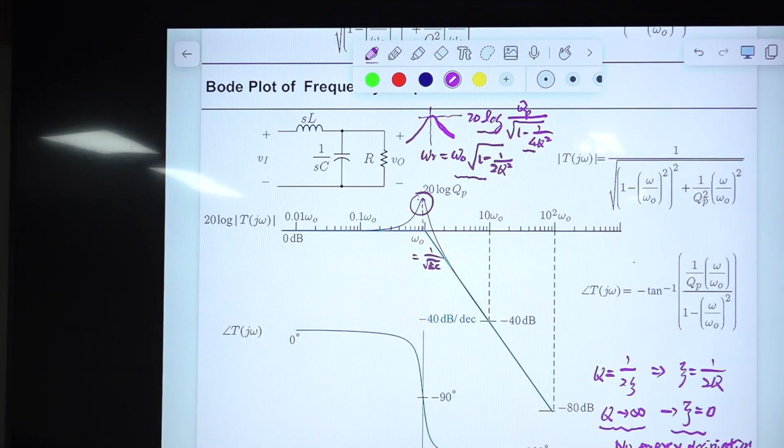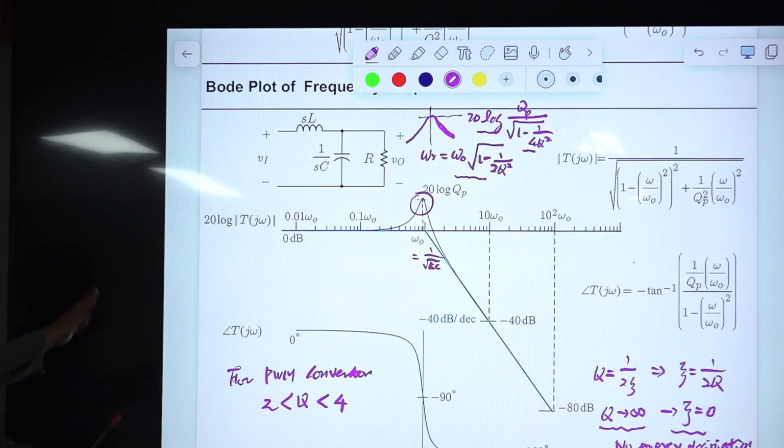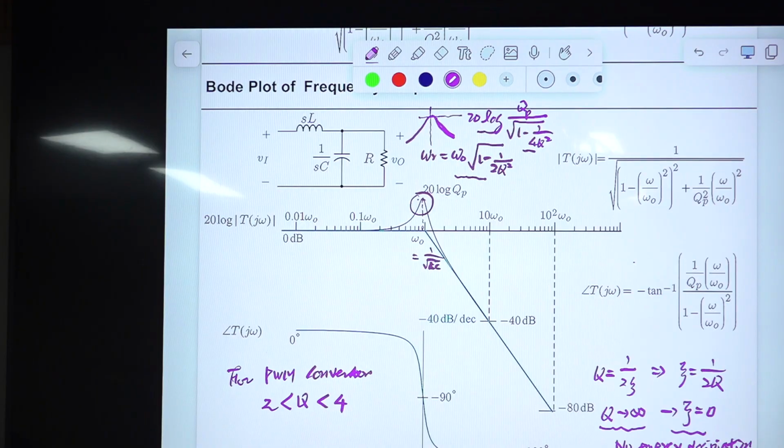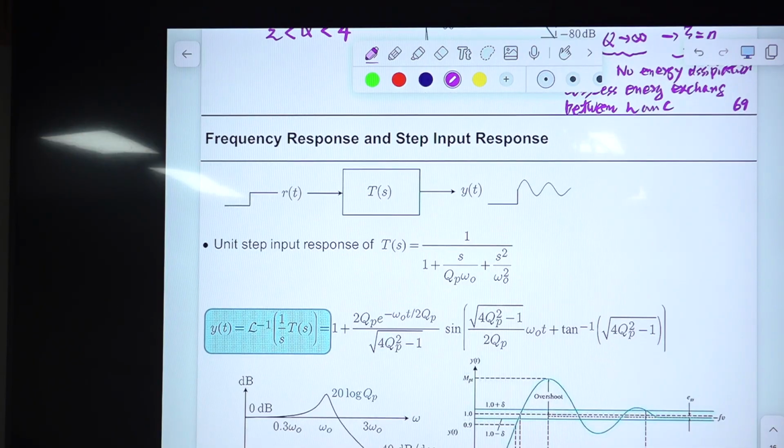For PWM converters, if you design this type of double pole filter, probably 4 is the desirable value. High Q means the converter becomes very oscillatory, and in a resonance converter you are making use of the oscillation. That is an entirely different story. So I want to deliver these two things on this page.